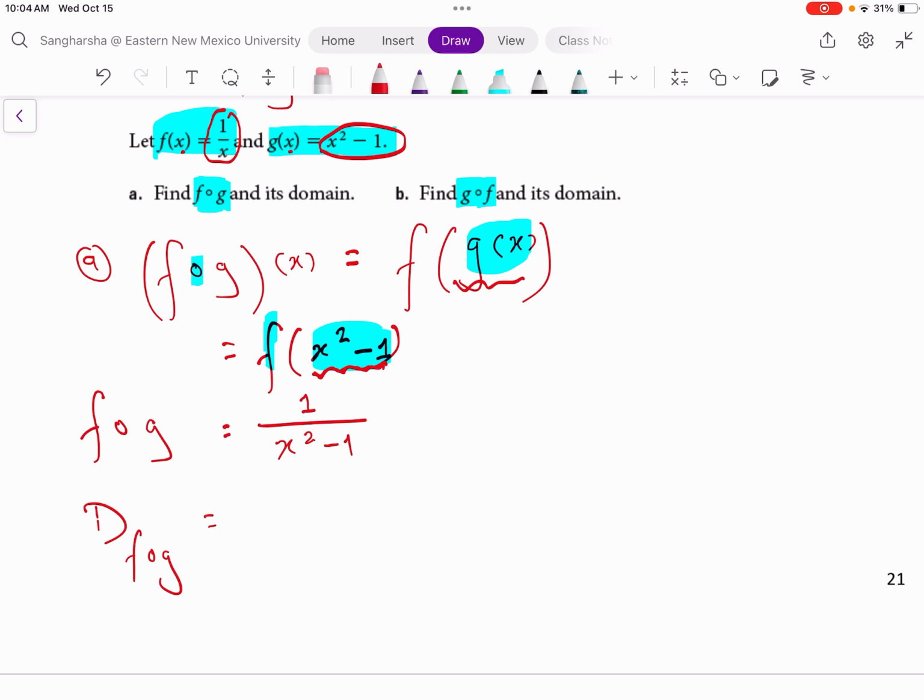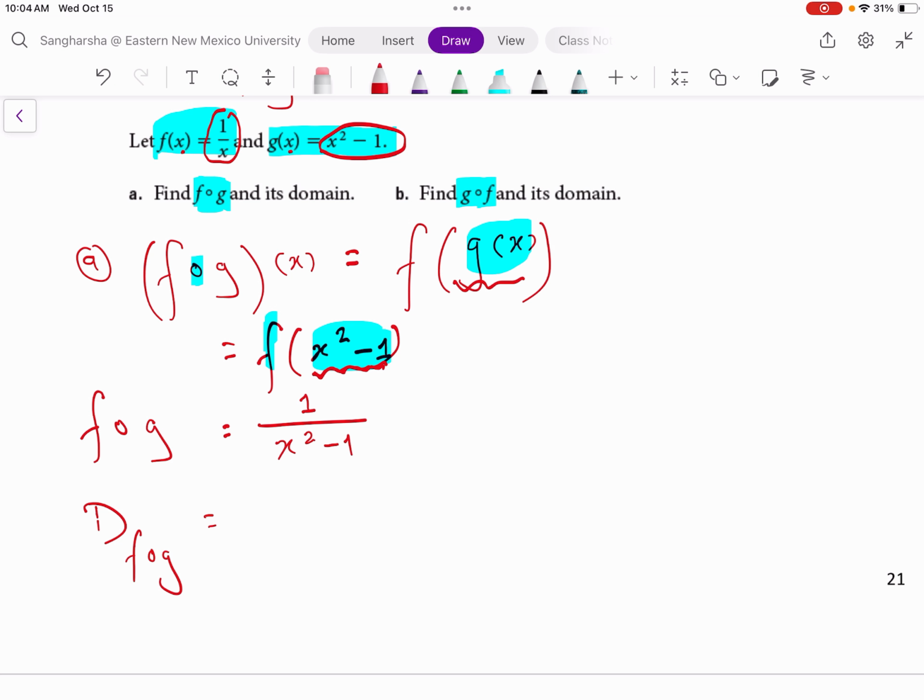What type of function is this? Is it linear, quadratic, square root, absolute value, rational? This is a fraction, right? We have our input in the denominator. So this is a rational function. Now let's find the domain.